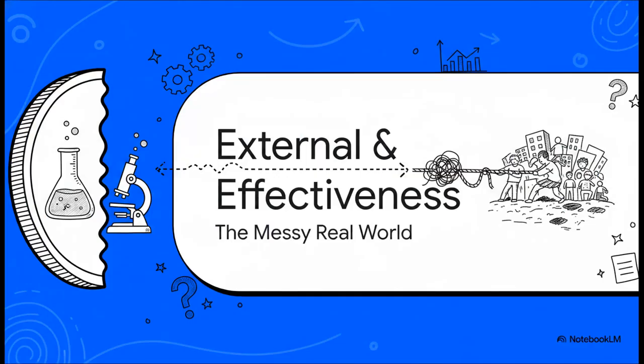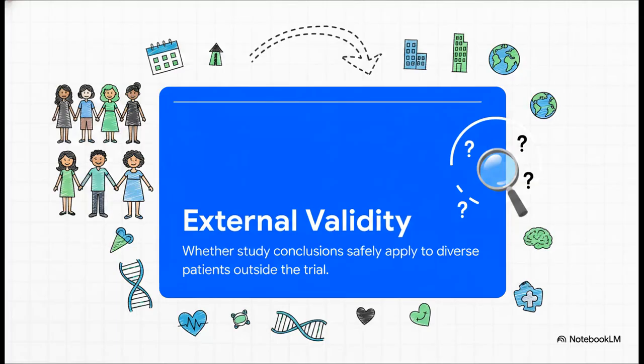Moving on to Section 3, external validity and effectiveness. Let's flip the coin. So we're leaving the pristine lab and entering the real world. This brings us to external validity, which is also known as generalizability. This asks a pretty harsh question. Does the study population actually reflect the demographic, genetic, and clinical variations that we see in everyday medical practice? Like, can we safely apply these pristine conclusions to diverse patients who live totally outside the strict confines of that trial?